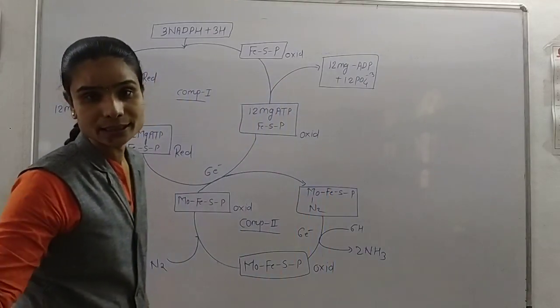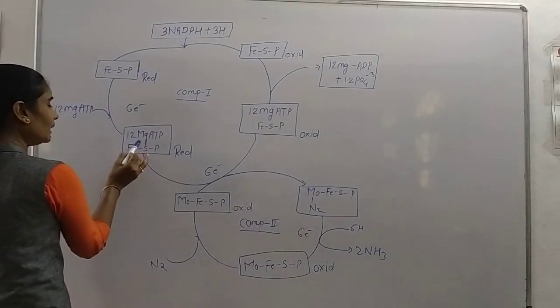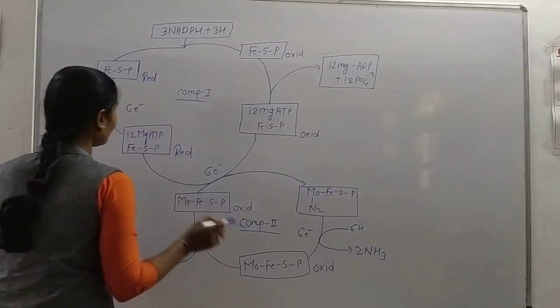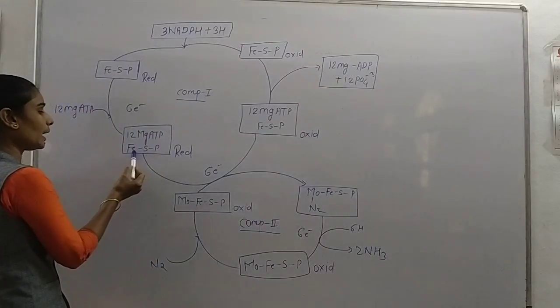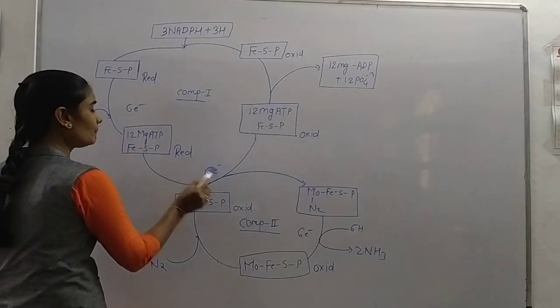They release energy in the living system. So this 12 magnesium ATP is added to the iron sulfur protein, and that iron sulfur protein is converted into the iron sulfur protein 12 magnesium ATP form, which is in the reduced form.